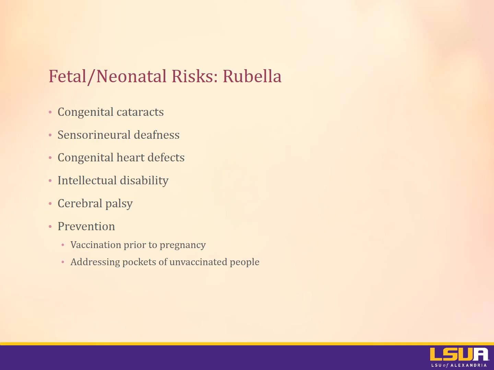Rubella. We've talked about this from time to time. If mom has rubella, it causes congenital cataracts of the neonate, sensorineural deficits, especially deafness, and congenital heart defects. The baby will be intellectually challenged, with cerebral palsy. The best way to prevent this: mom gets a rubella shot prior to pregnancy, and we try to address the pockets of unvaccinated people.